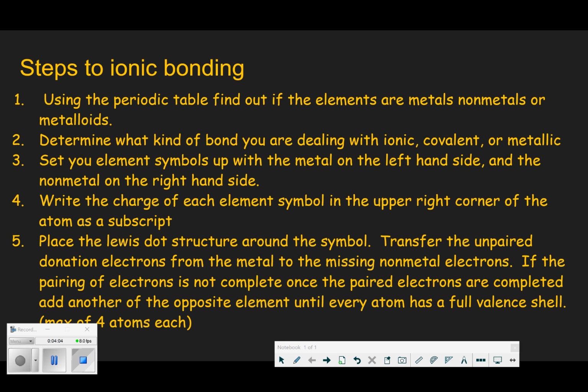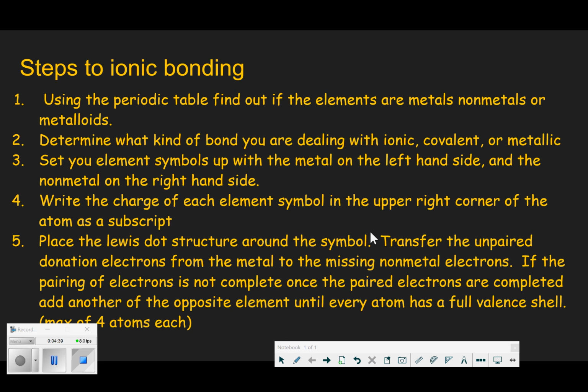Place the Lewis dot structure around the symbol. Transfer the unpaired donated electrons from the metal to the missing nonmetal electrons. If the pairing of the electrons is not complete, add another atom of the opposite element until every atom has a full valence shell. Now, this is going to continue, but there is a max of adding a total of 4 atoms of any material. You will never have more than 4.